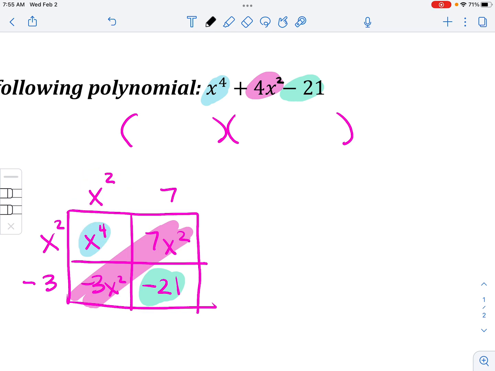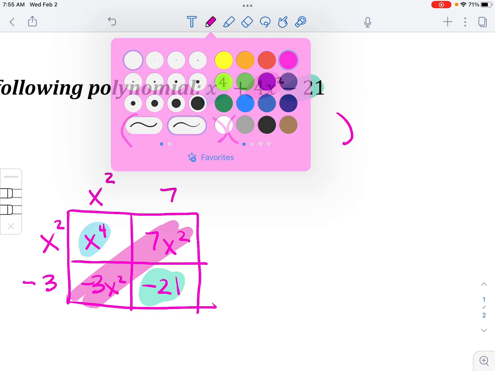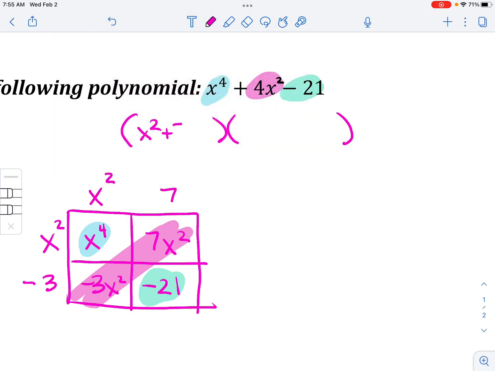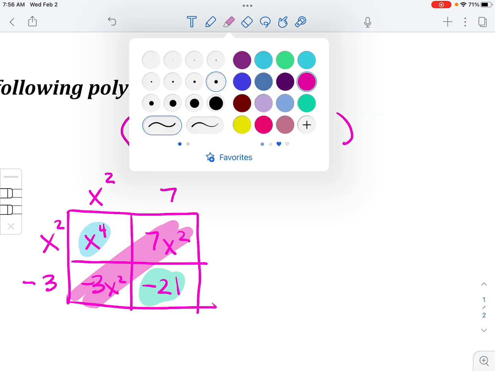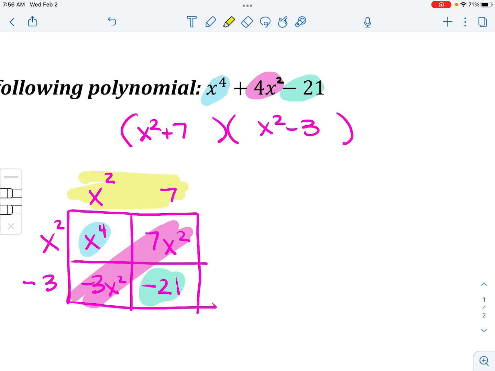And now we've got an x squared plus 7 and an x squared minus 3. And all that was a copy from x squared plus 7 here and an x squared minus 3 from here. Now, remember, if you were listening closely, this is a degree 4, so I should have 4 parentheses. And we're going to work on that in class together.